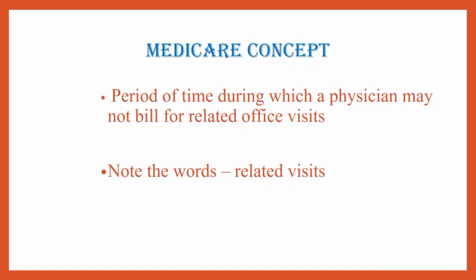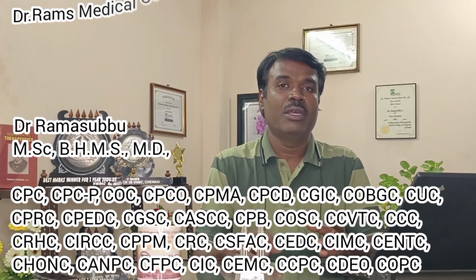Let's quickly look at the concept of Medicare. What does CMS say about the global period? It's a period of time during which a physician may not bill for related office visits. Now you need to give attention to the words related visits. You will understand the concept well when we talk about the global modifiers. Certain modifiers should be used during this global period in order to bypass. When I explain those modifiers, you will certainly understand the entire concept in a nutshell.